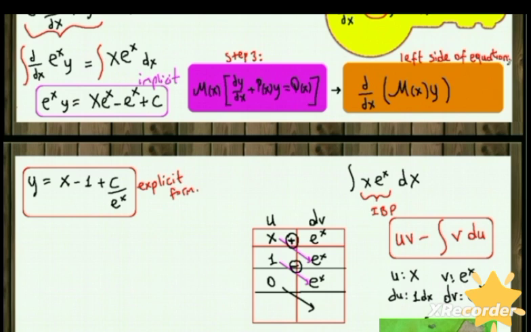If you would like to rearrange, you can do this as well. x minus 1 plus c times e to the negative x. You can take e to the x above if you wish.